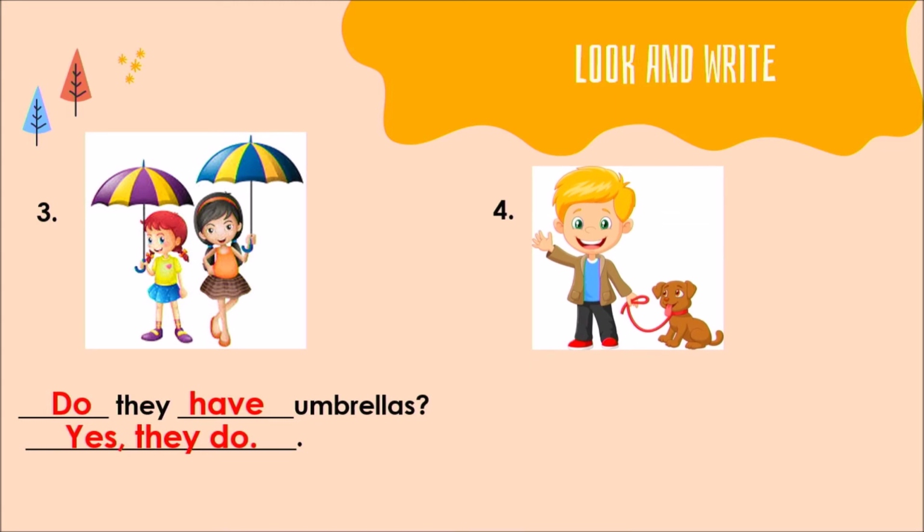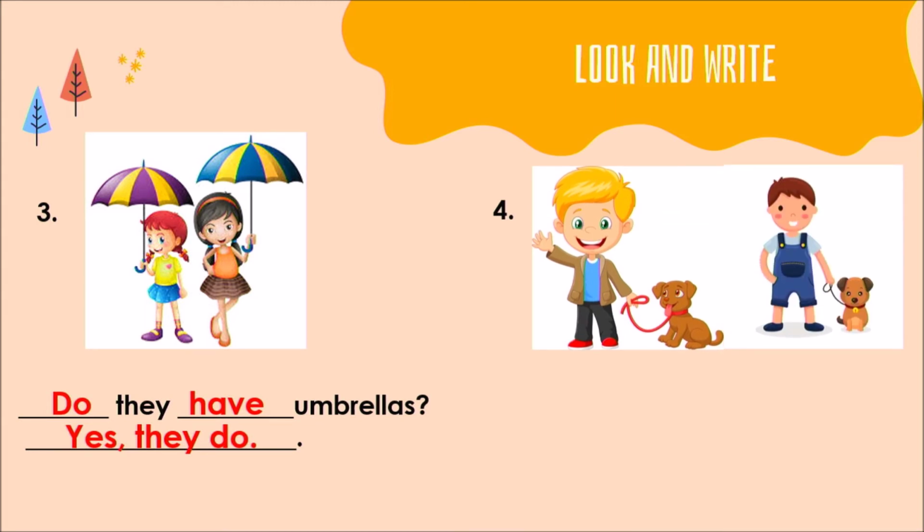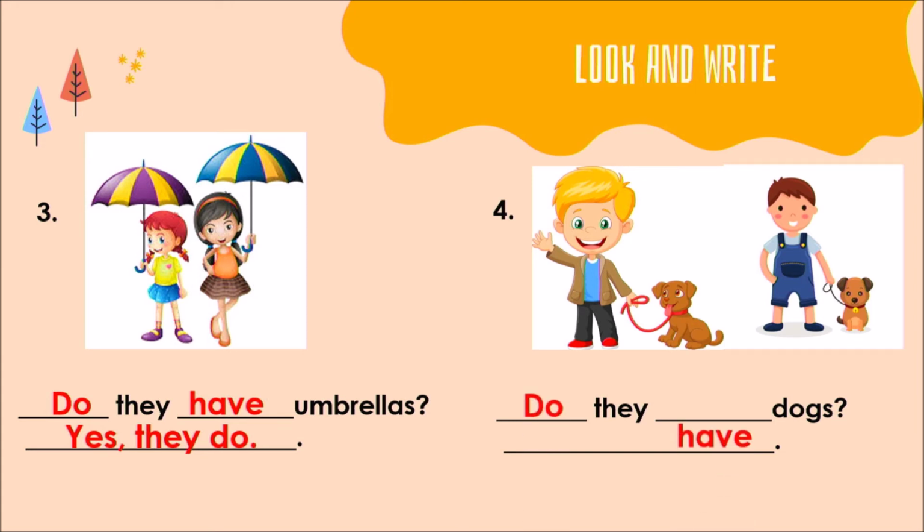Next, look at the picture. Okay. Blank, they blank dogs. Then blank for the answer. What will you use, kids? Your subject is they. Does or do? Very good. It's do. Do they have dogs? And for your answer, yes, they do.